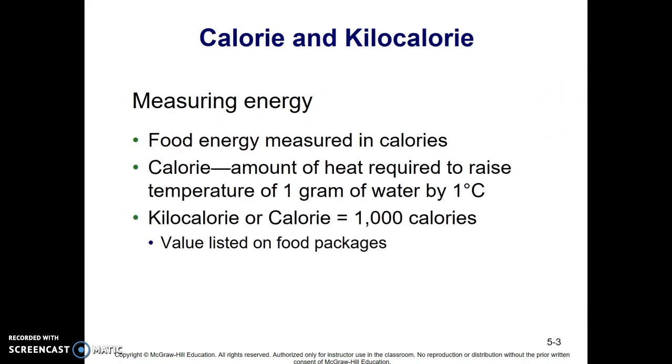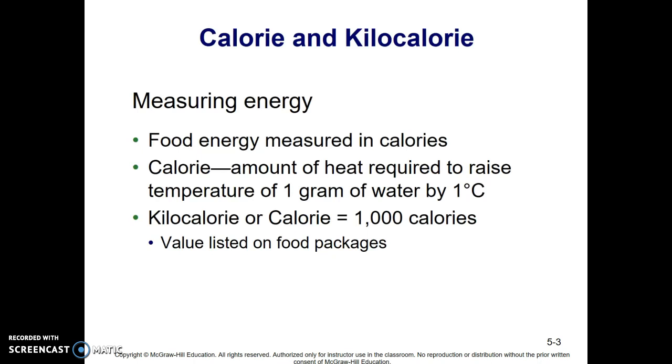Now, when we measure energy, and this is a great lead into some things that you're going to be looking at this week in lab as you research those energy drinks, is, well, how do we measure energy? And there's actually quite a few ways that we do, but the one that you're most familiar with is the word calorie, right? And here's the definition of calorie. It's the amount of heat required to raise the temperature of 1 gram of water by 1 degree Celsius.